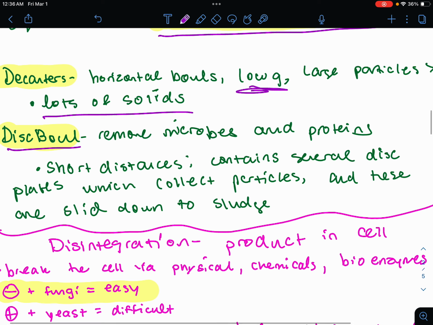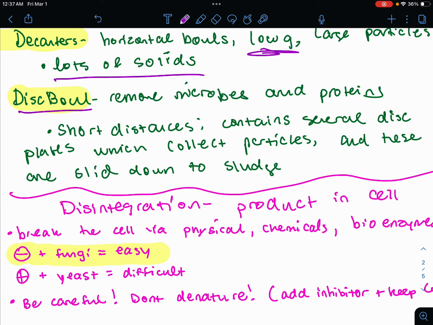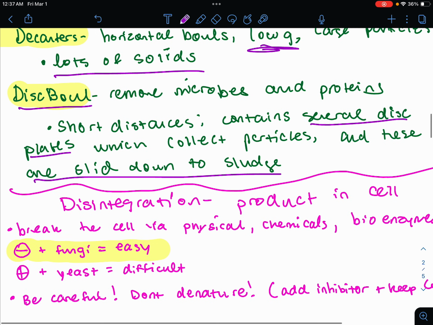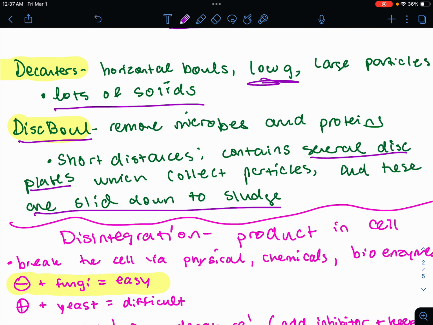Okay, disc bowl centrifuge is a separator. So you're going to remove the microbes or the protein particles from liquids. There are short distances because it contains several disc plates, which collect the deposited particles, and then these deposits will slide into the solids holding area, so you kind of have a sorting bin with the disc bowl. That's designed for removing microbes or proteins from liquids. However, decanter, this is for your solids.